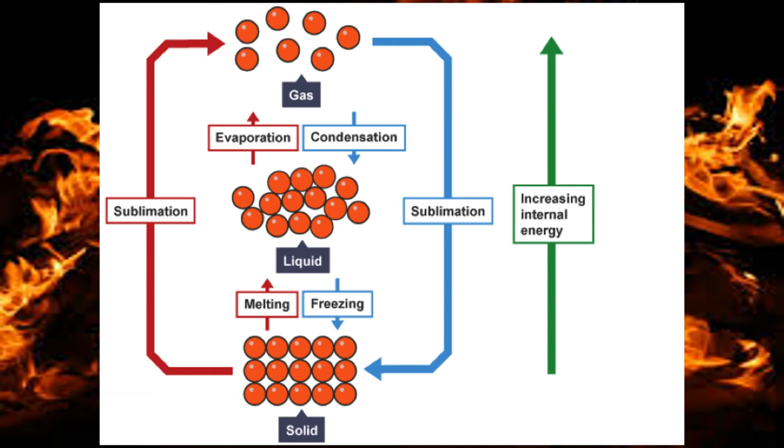Here's the point. When you put energy in, then it's endothermic. And when you take energy out, it's exothermic. So turning a solid to a liquid or a liquid to a gas, those are all endothermic as you're going up. Turning a gas to a liquid or a liquid to a solid, those are all exothermic because you have to take energy out. So increasing internal energy is endo, right? And going down would be exo.